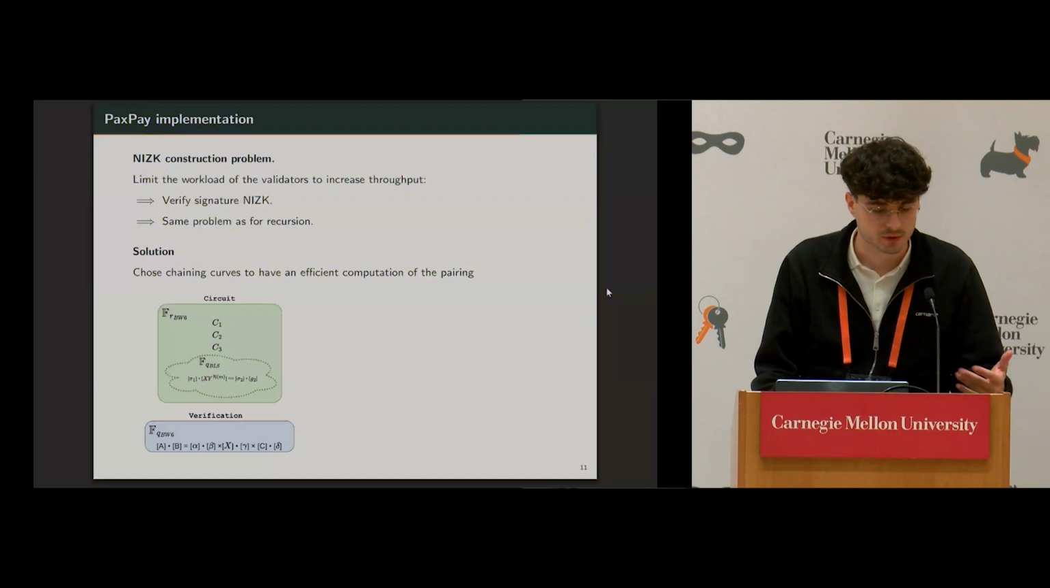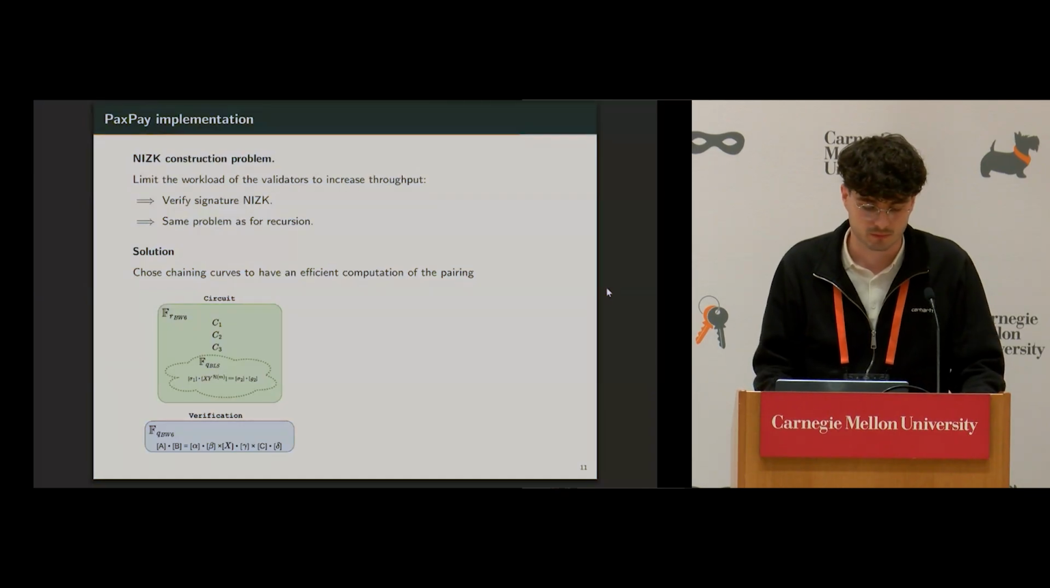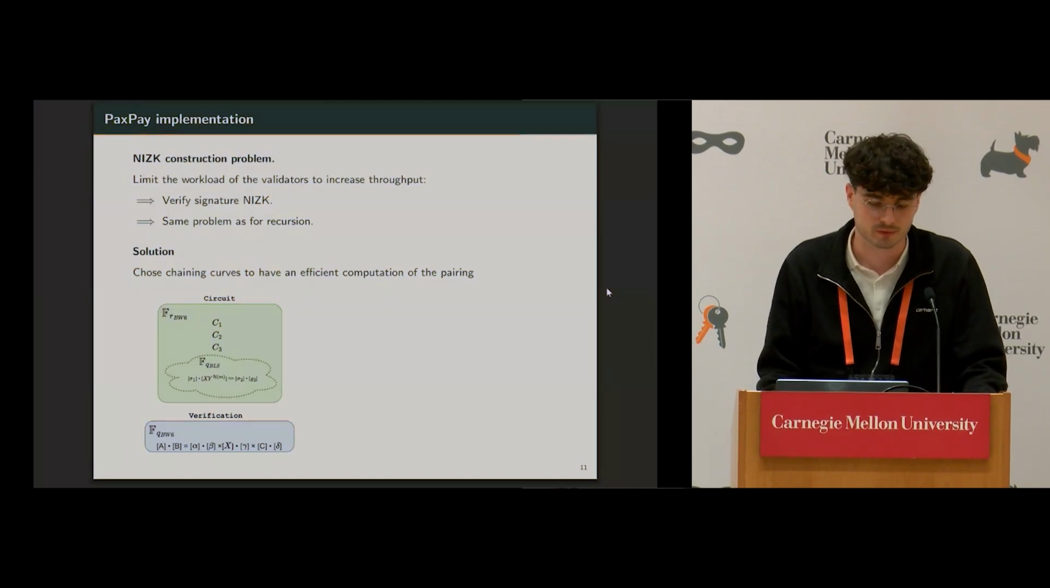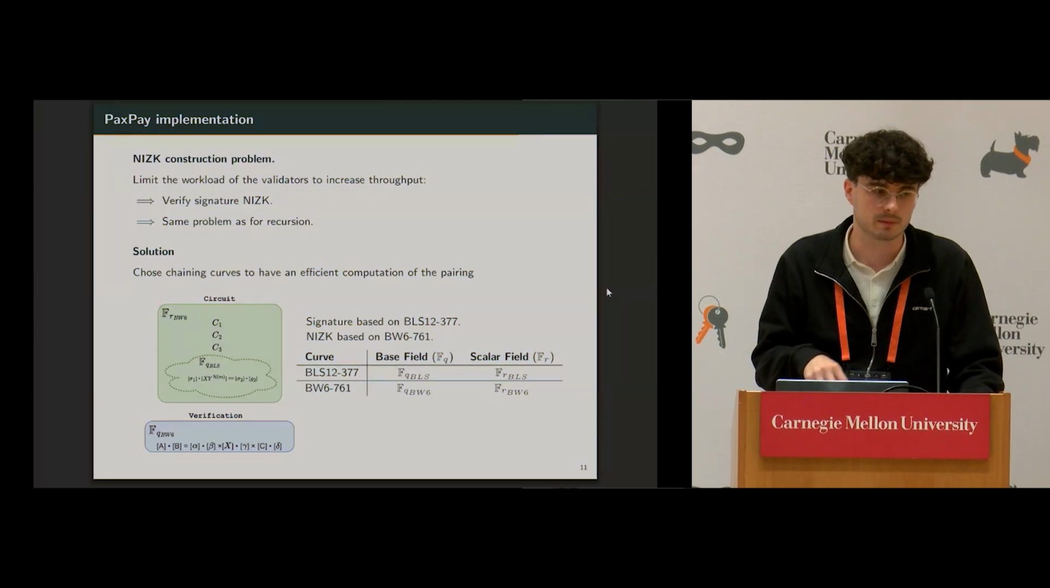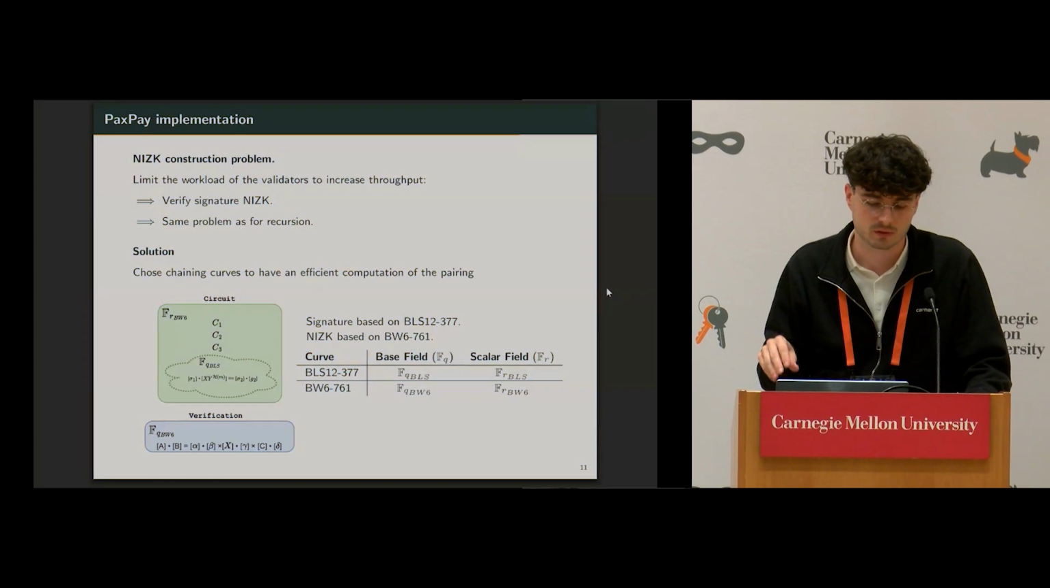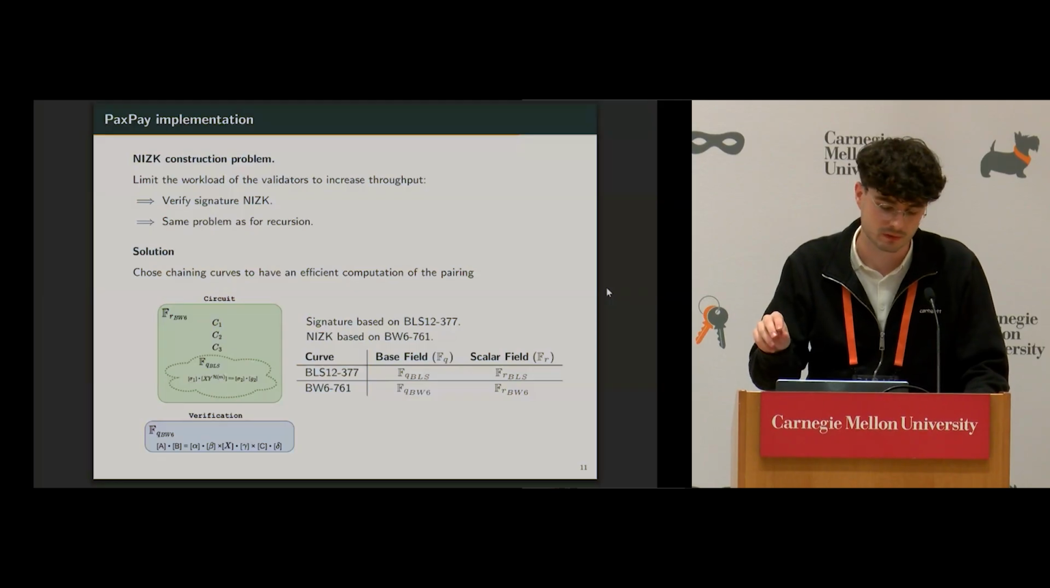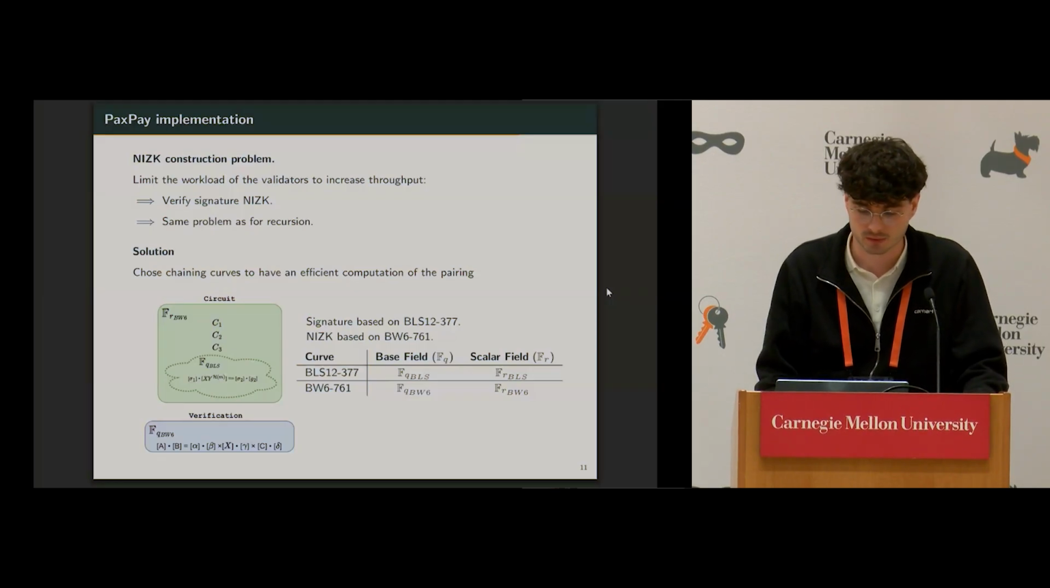And okay, this just implies some details about the elliptic curves you can instantiate the signature and the zero knowledge proof on. And this is just the curve that we used.